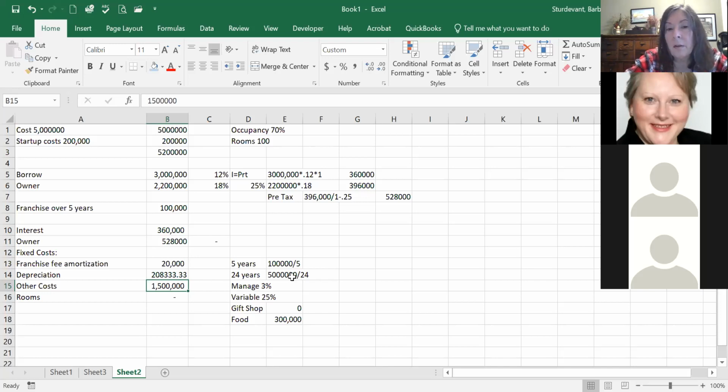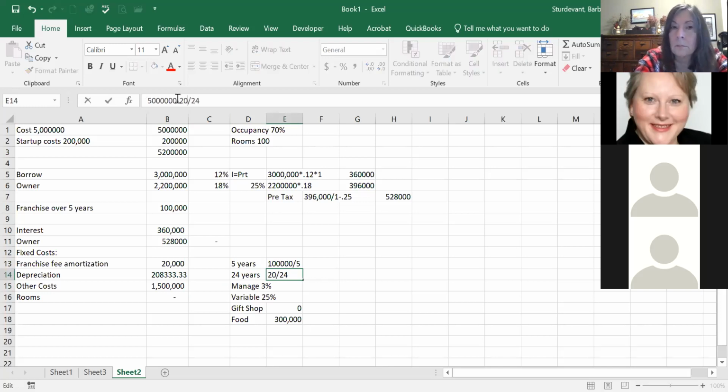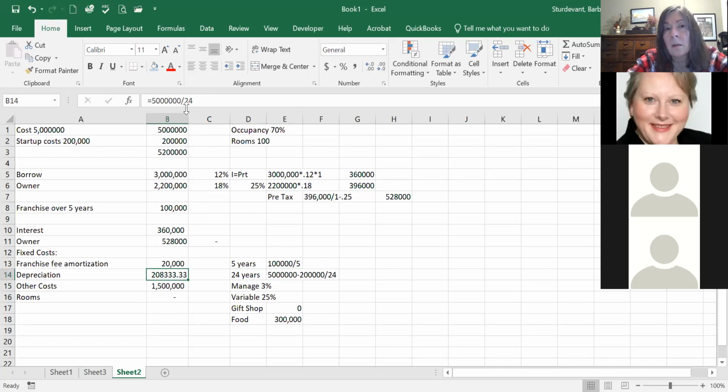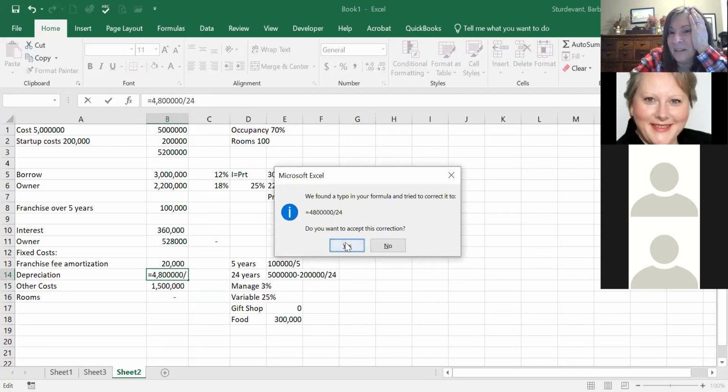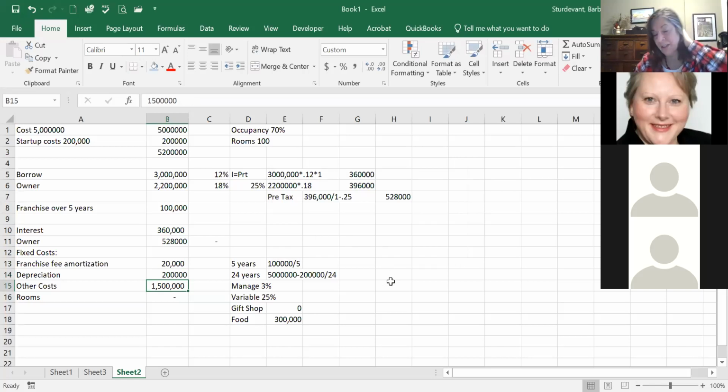There was a salvage value, guys. Didn't catch me. There was a $200,000 salvage value. I was trying to double check my math and I had to go back and read. 200,000 in depreciation, so I had to go back and read. All right, that looks a little better. I missed that when I was reading through.